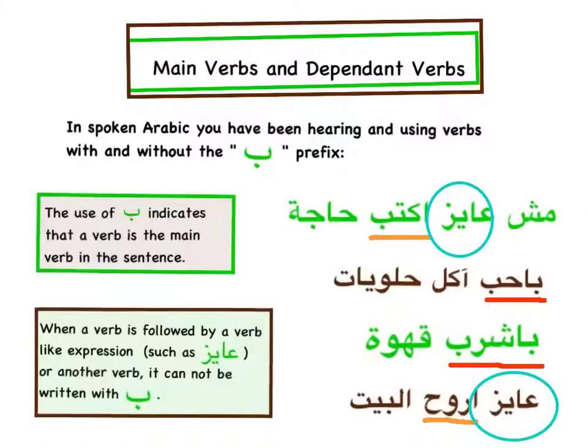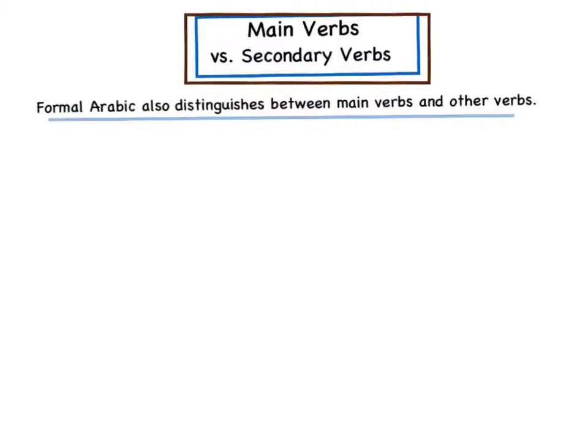be. Example with be: بشرب قهوة, or قهوة in standard Arabic. I'm drinking or I drink coffee. بحب أكل حلويات again. أحب is a main verb, so it takes be. بشرب is a main verb, so it takes be.